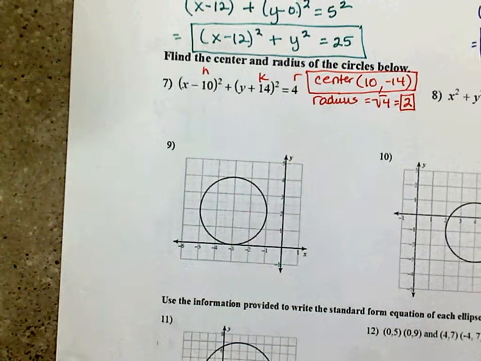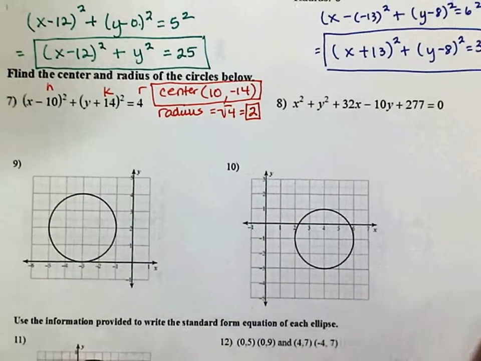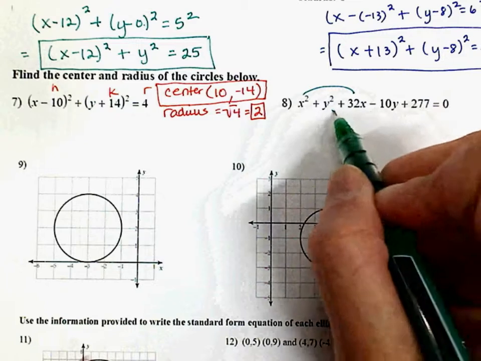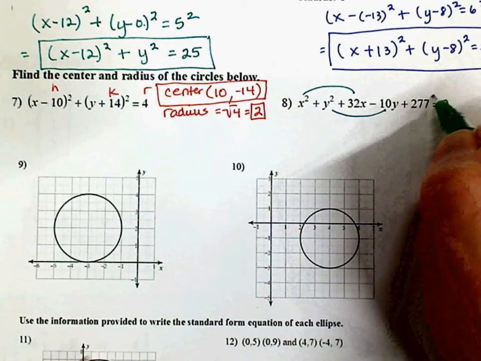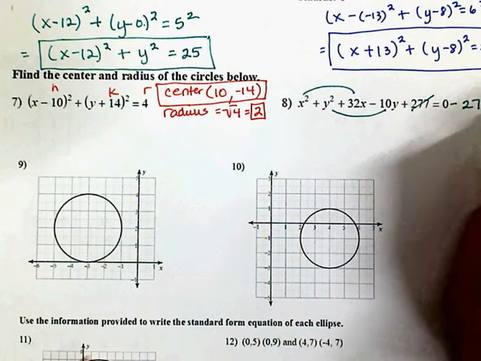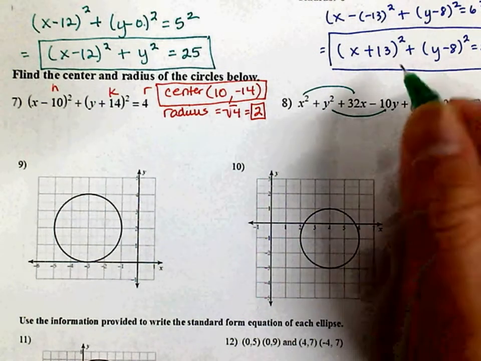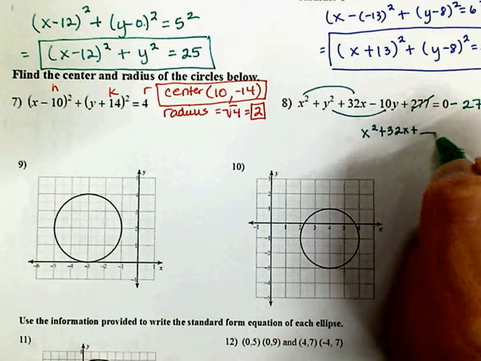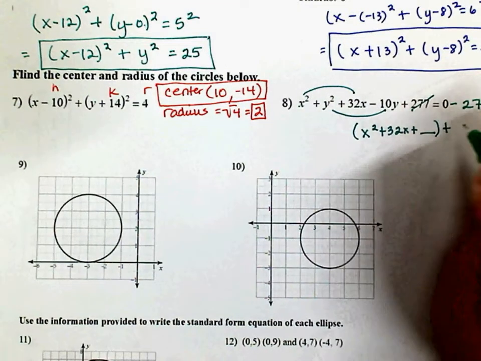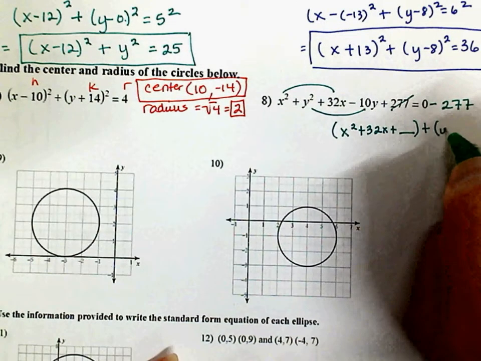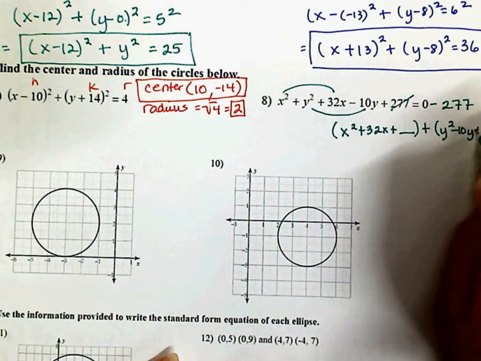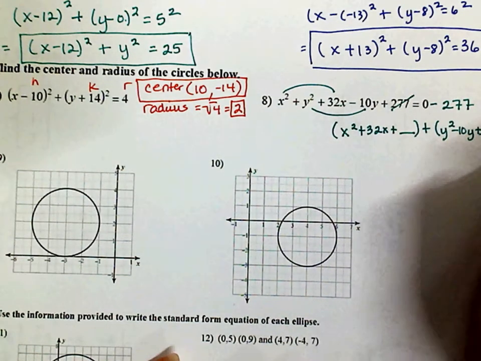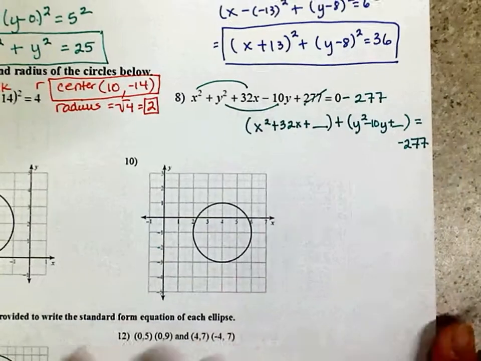Alright, on number 8, you'll need to do completing the square. Put your x's together, put your y's together, and we're going to move this over. So you have negative 277. So you have x squared plus 32x plus blank. Let's put our y's together. So you got y squared minus 10y plus a blank equals negative 277. Sorry, I ran out of room.